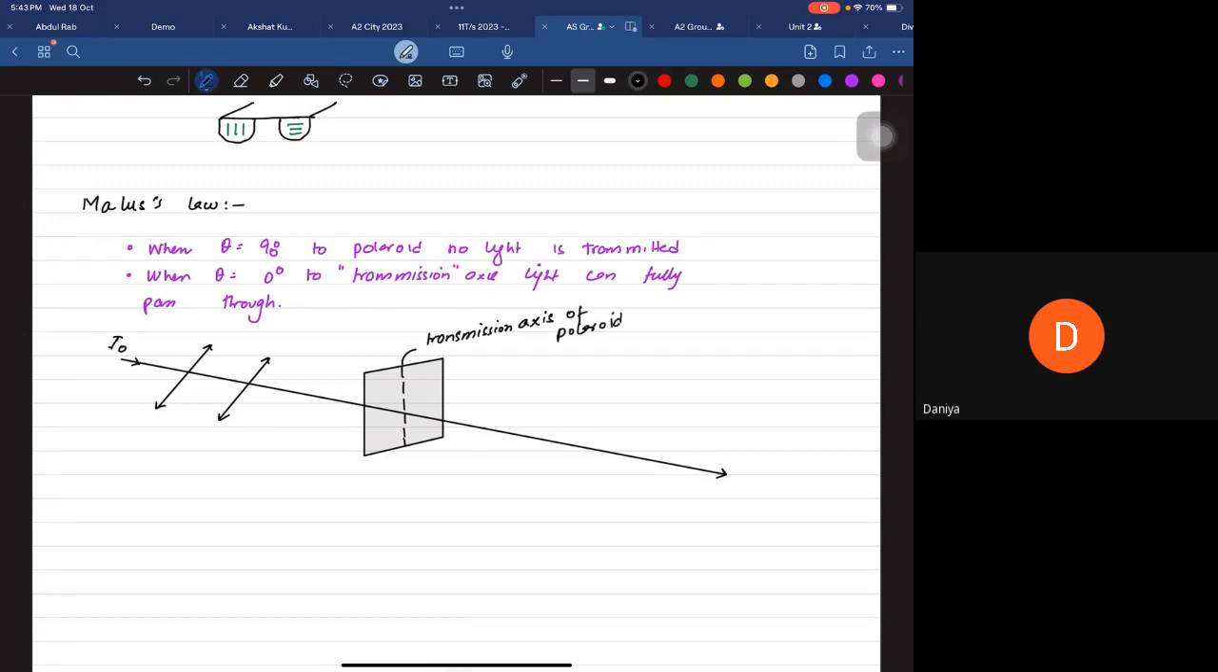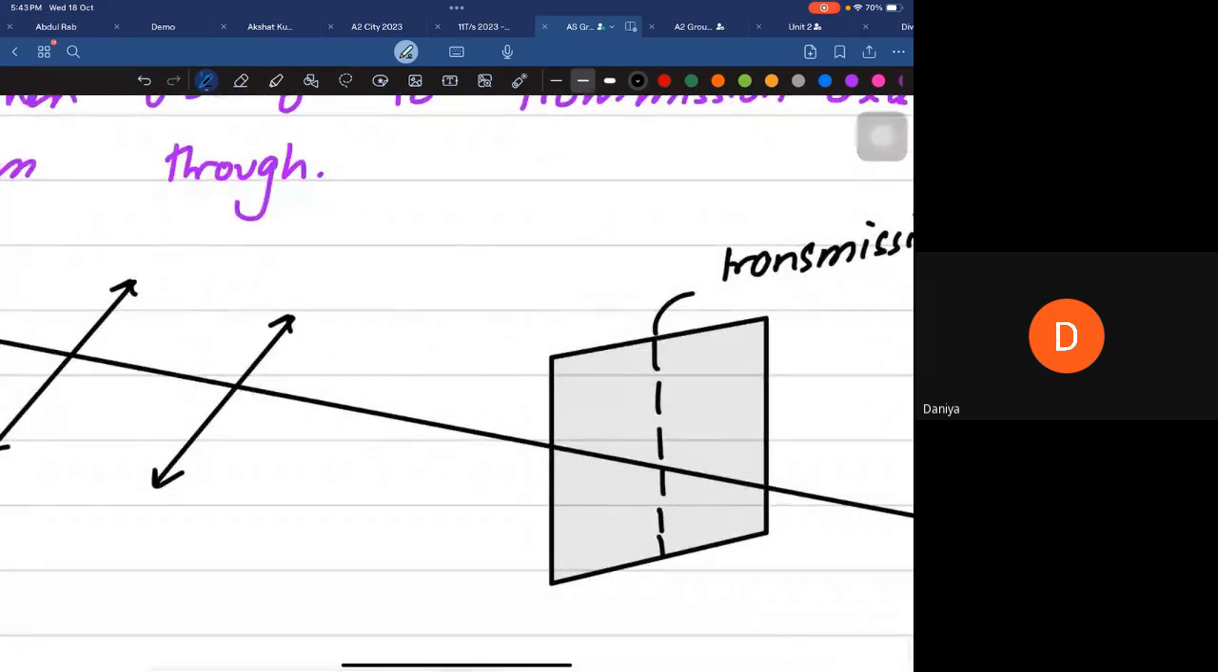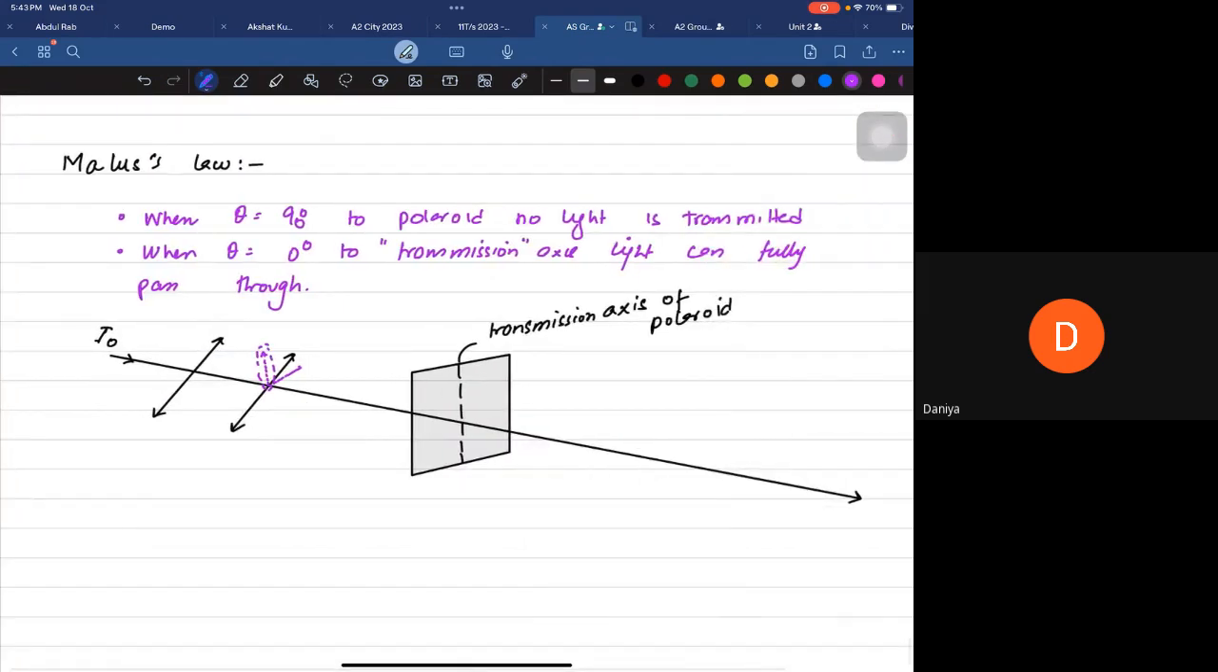Now, obviously, this wave will have components. One component of the wave is going to look like that, the other component like that. The vertical component will only pass because the transmission axis is vertical. So the wave will get less intense because the horizontal component is cancelled out, and you will receive intensity I.